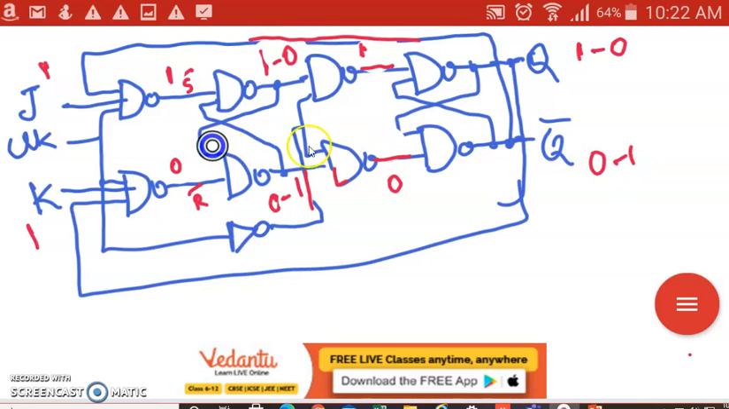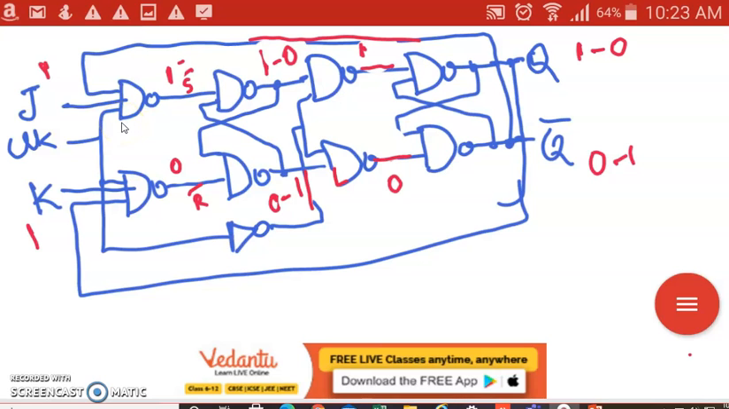Just because of this change, I can't justify my answer. I need to work out with the same input next time, only then I can justify its toggling. Otherwise, it's working like a reset also. Fine. Again, we'll work with the same J and K input. Now my present output here is 1. 1 has been fed back here. 1, 1, 1. All three are 1.